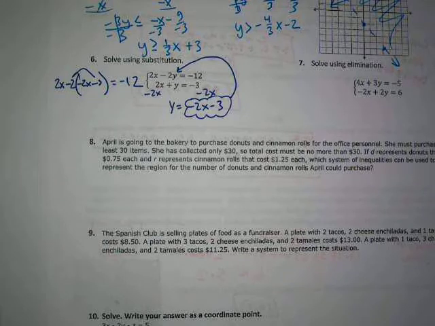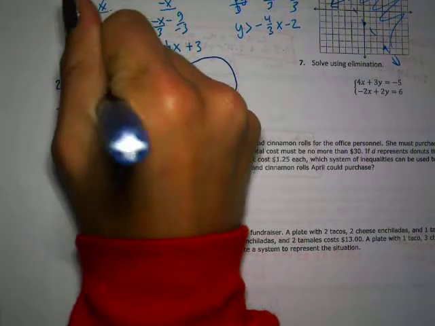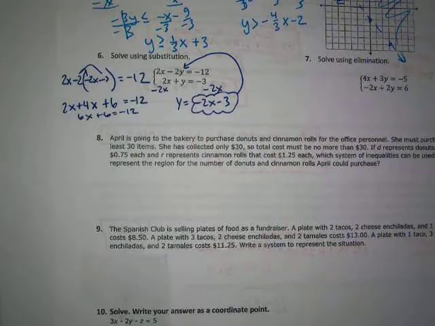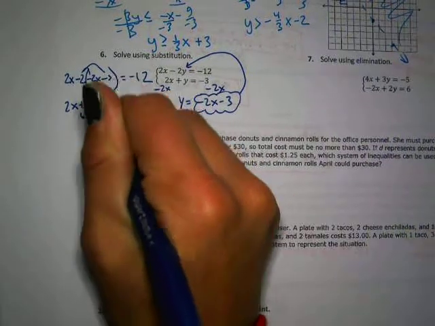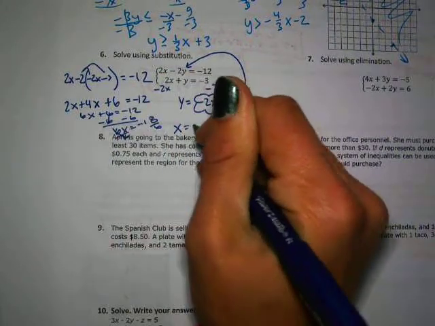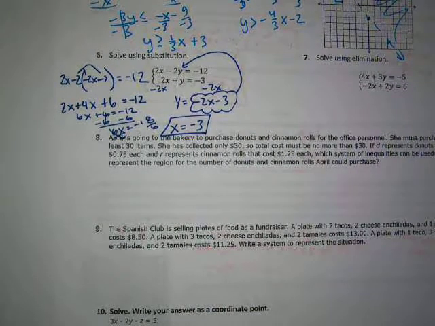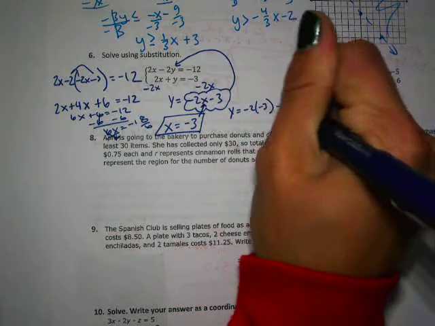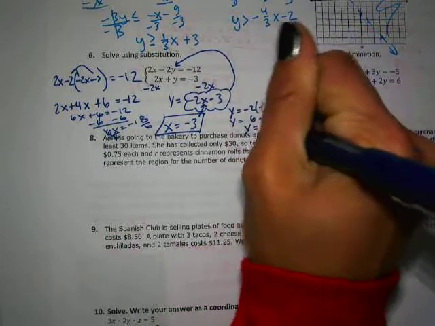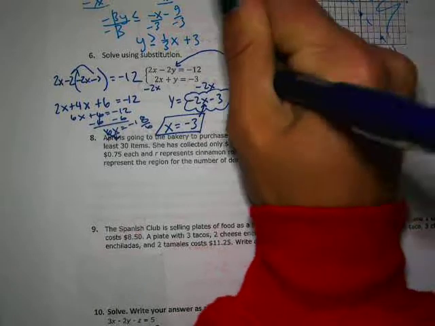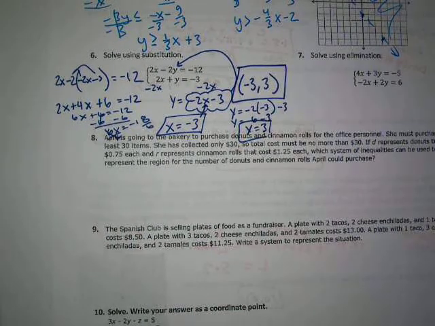Alright, so distribute the negative 2. 2x plus 4x plus 6 equals negative 12. Combine like terms. 6x plus 6 equals negative 12. Solve for x. So every time you have a substitution, we have a y by itself that you need to solve for? Yep, that's what I would do. So I get x equals negative 3. And then I'm going to take negative 3 and plug it in here for x. So y equals negative 2 times negative 3 minus 3. So y equals 6 minus 3. Y equals 3. And so final answer as a coordinate point, negative 3, 3. So you have to use substitution if I ask for substitution.